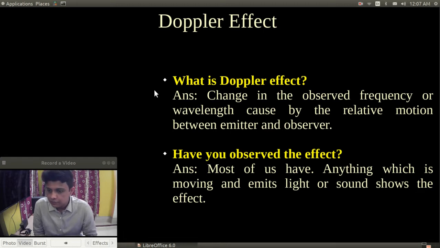So first we are going to understand what is Doppler effect. Doppler effect is the change in the observed frequency or wavelength caused by the relative motion between emitter and observer. Doppler effect is widely observed. Most of us have observed it in our daily life. Anything which is moving and emits light or sound shows the effect. We are going to talk about what are the other places where Doppler effect is employed or used.